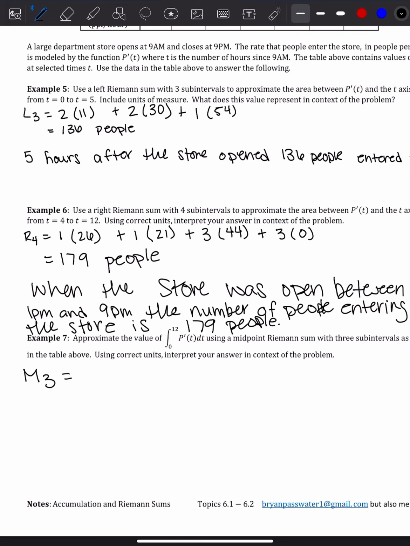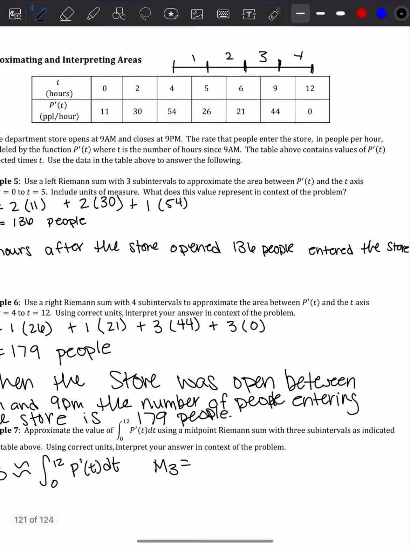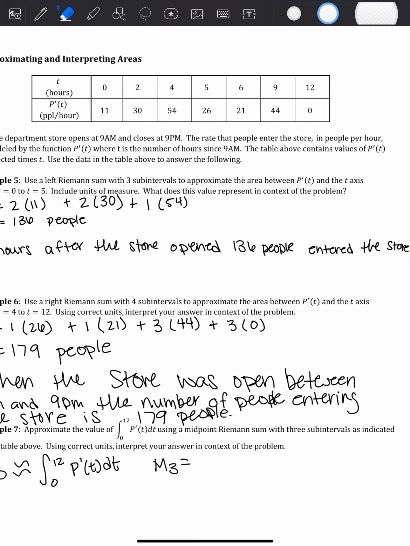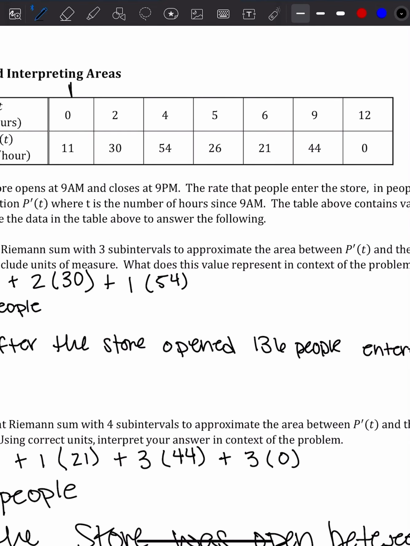One thing that we want to make clear is that this is approximating this integral, the integral from 0 to 12 of p prime of t dt. So we're going to use this midpoint to approximate this integral, so we want to know what M sub 3 is. So when we talk about midpoints, we want to look at what values we would be dealing with. So this time we're going between 0 and 12. And we want to break this up into our 3 intervals.